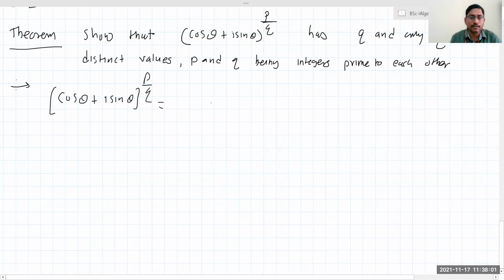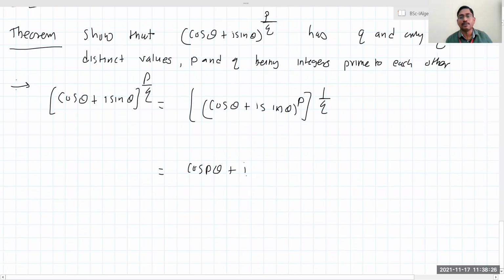But as I said earlier, I can raise this to p because p is an integer, and I can take its q-th root. We know p into 1 upon q is p upon q, it is one and the same. So inside the bracket, I want to apply De Moivre's theorem. When you take a power, you can consider the general value of theta, but when you have a reciprocal power, you have to always write the general value of theta. Here the principal value of theta is considered when you have a power, because it gives only one value. So cos p theta plus i sin p theta.